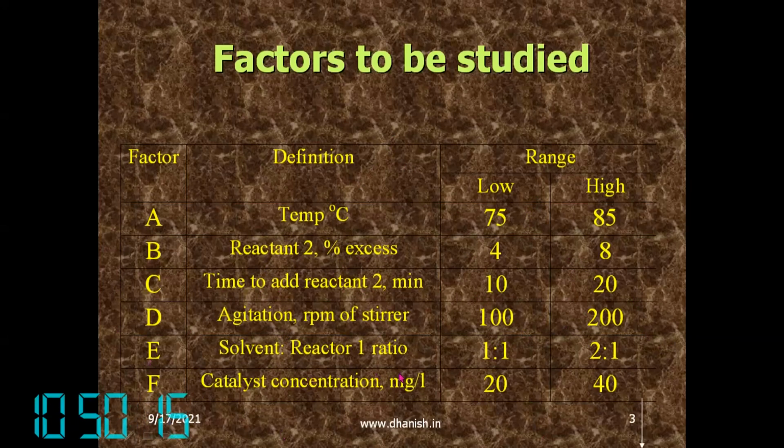Then solvent to reactant 1 ratio. In the tank you have solvent and reactant 1 mixed together in the ratio 1:1, and that is one level. The other possible level is double the amount of solvent, so dilute solvent, and the ratio is 2:1. And then how much catalyst you add? You can add 20 milligram per liter catalyst or 40 milligram per liter. So we try to identify normal, low, and high levels in the first step. Okay, so we need not continue with this. In the first trial, we'll choose these levels.